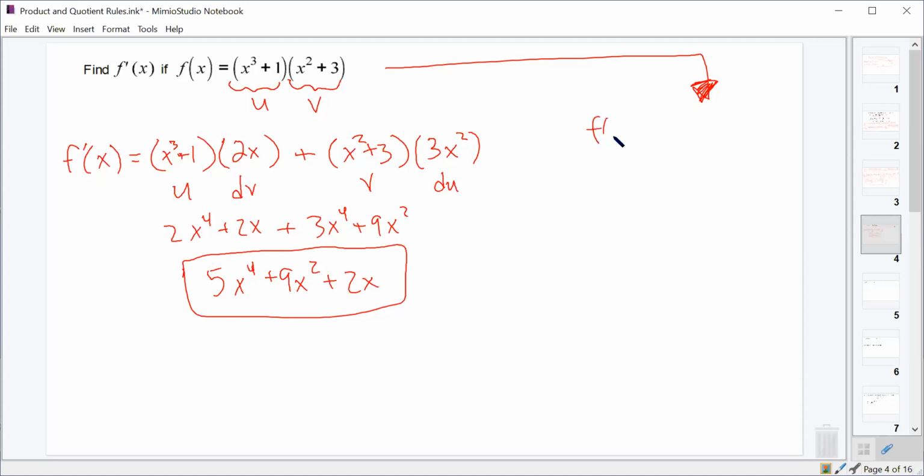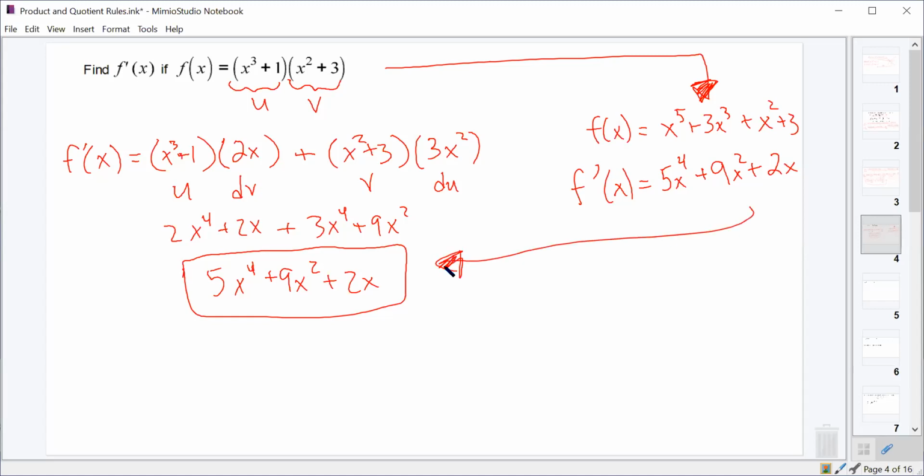We could distribute this out before we took the derivative to get f of x equals x to the fifth, right? X cubed times x squared, and then 3x cubed, and then x squared, and then 3. You guys agree with that distributing? Yeah. And what would f prime of x then be? Well, the derivative of x to the fifth is 5x to the fourth. The derivative of 3x cubed should be 9x squared, and the derivative of x squared should be 2x, which is exactly what we got using the product rule. Agreed?